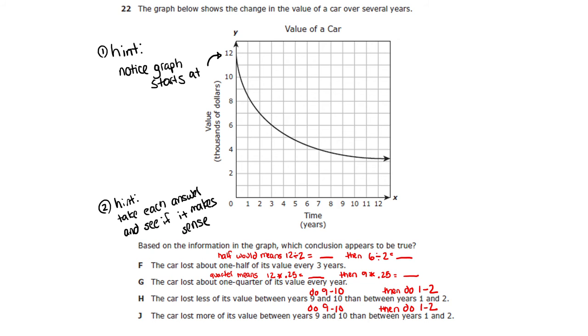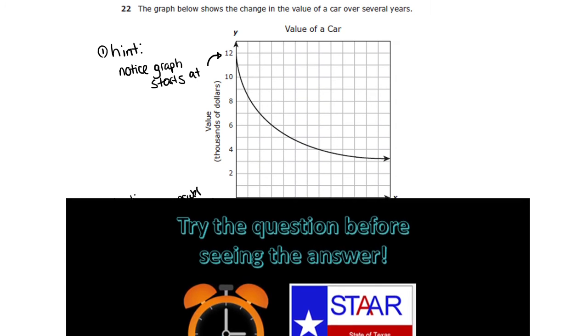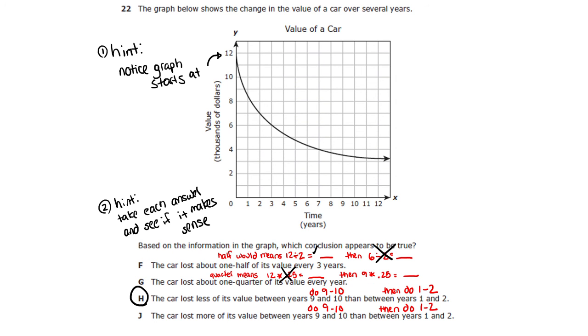Okay, so the answer comes in 2 seconds. Alright, you should have picked the answer choice H, and here's the reason why. For F, 12 divided by 2 is 6. That part's true for F. But then you take this 6 and divide it by 2 and it's 3. Well, at 6, you're not at 3. You're more at maybe 4.5, not 3. 3's right here. So that's what makes F false.